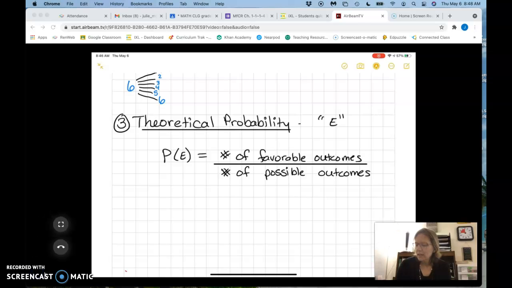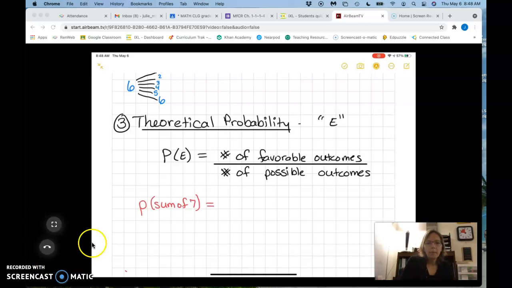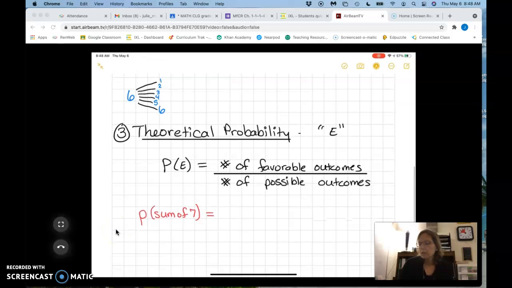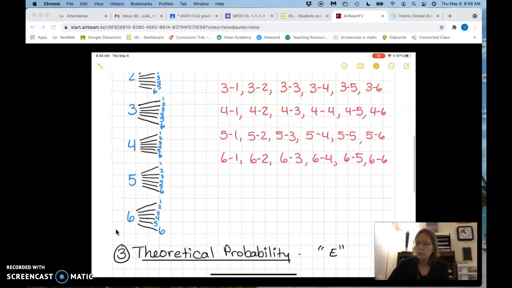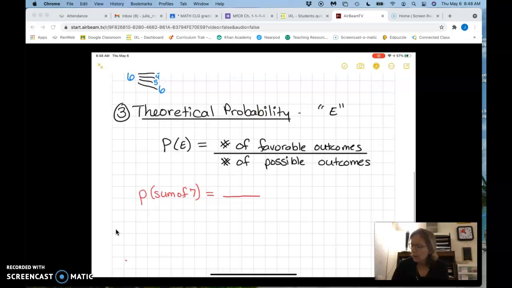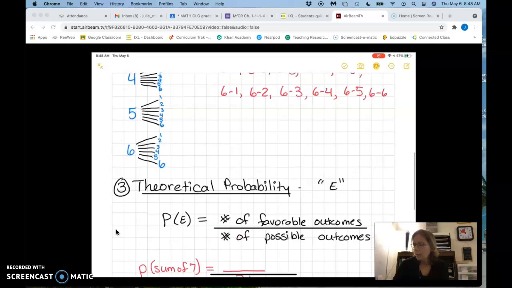So let's say we're going to use our dice rolling sample space above. Let's say, what is the probability of rolling a sum of 7 with our dice. So I'm going to first look at our number of possible outcomes. So we have 6 going that way and 6 going this way. So we have 36 possible outcomes. Okay, so my denominator is going to be 36. So out of 36 possible outcomes, how many dice rolls add up to be a sum of 7?